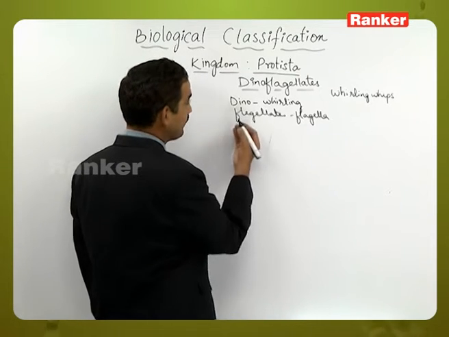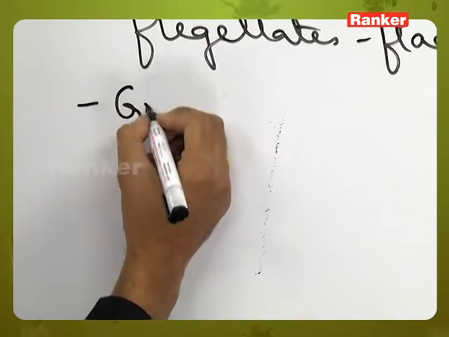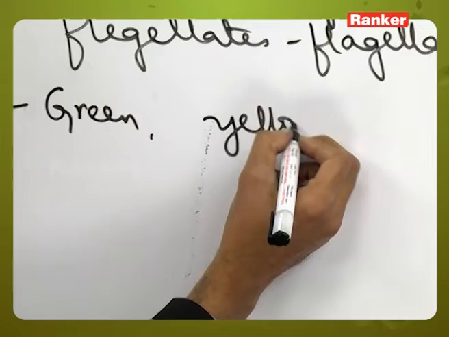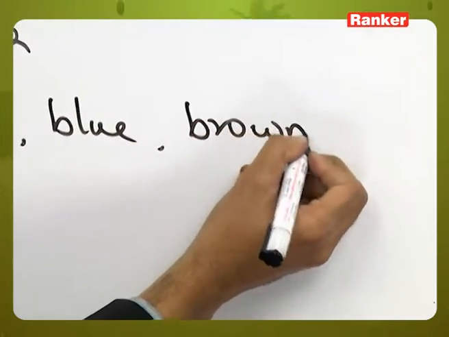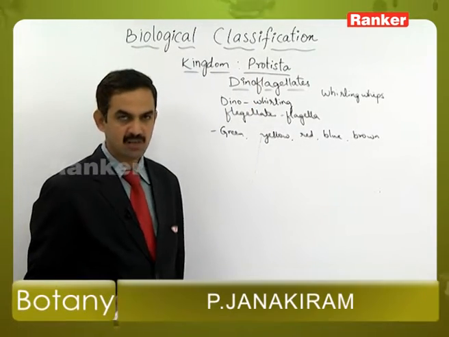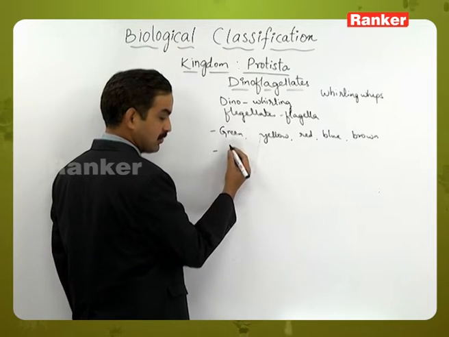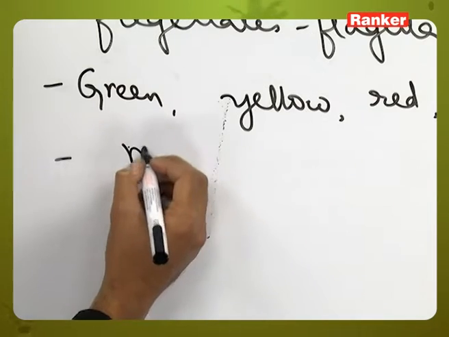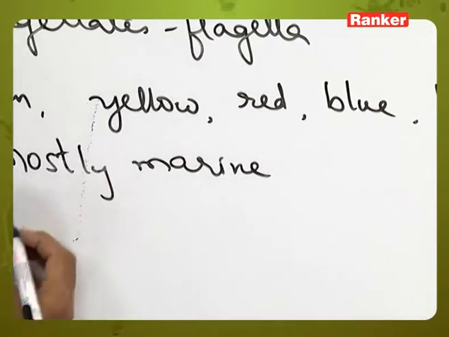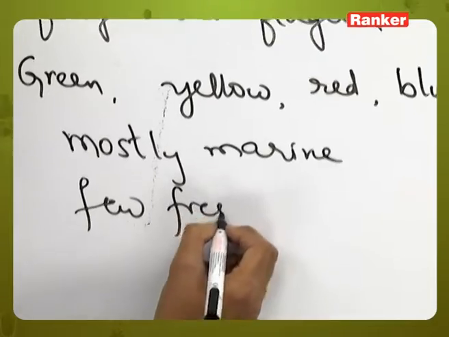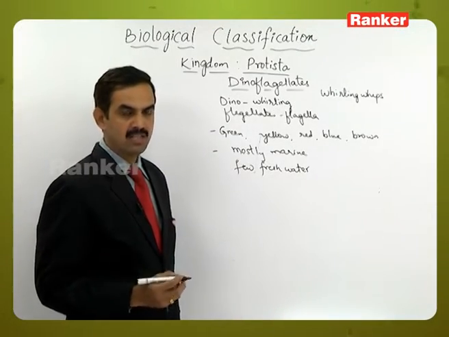And here the dinoflagellates exhibit different colors. They may show green, yellow, red, blue, or sometimes brown color also, depending upon the dominance of the pigmentation. And if you observe the occurrence, these are mostly present in the aquatic environment, and that too in the marine environment, and very few are freshwater. Majority of them are marine in nature.